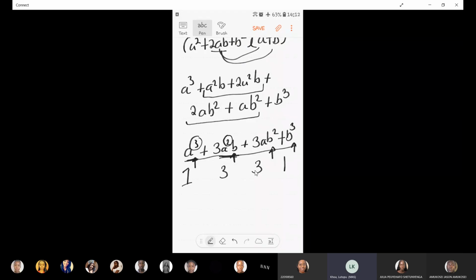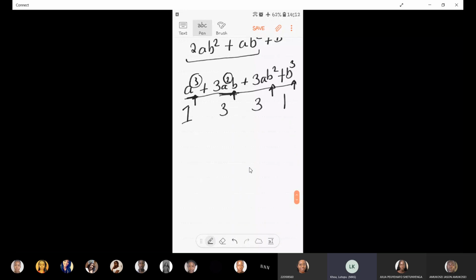So if I know what the coefficients are, and I know the pattern of what is happening to the exponents of a and b, I can work out just about any expansion. So let's try using the triangle to do an expansion. Let's say I ask you, what is x plus 1 to the power of 4? The first thing you should do is identify what your a is. So here a is x, and b is 1.